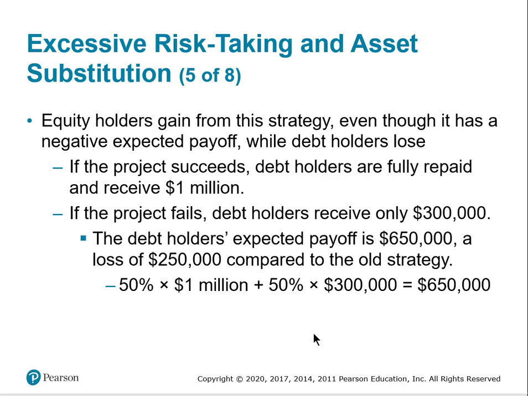And of course, debt holders are going to lose, right? So if the project succeeds, they get paid. But if it fails, they only get $300,000 out of the $1 million. So their expected payoff is $650,000, again, from the $900,000 that it was going to be worth. It's a loss of $250,000 compared to the old strategy, right? 50% chance of $1 million, 50% chance of $300,000. So the expected value is $650,000.